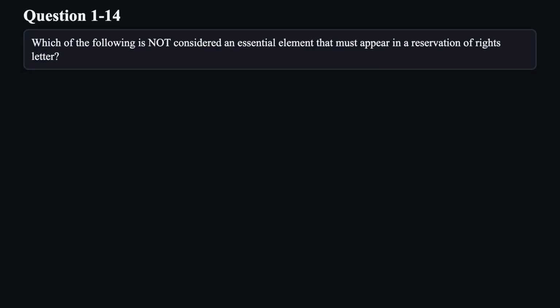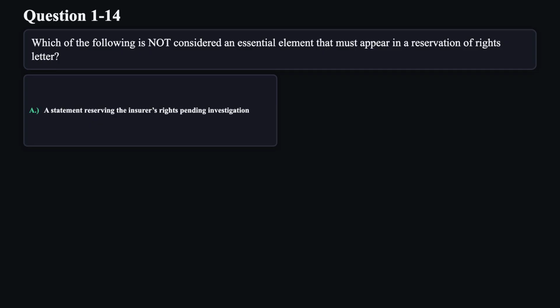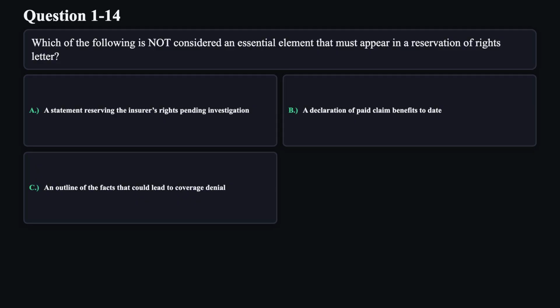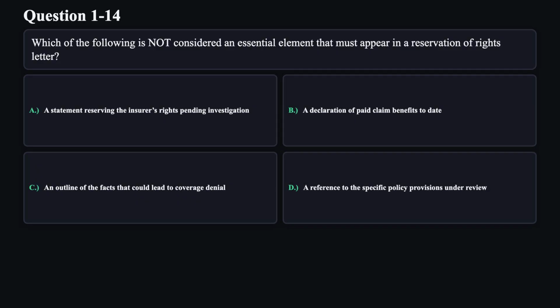Question 14. Which of the following is not considered an essential element that must appear in a reservation of rights letter? A. A statement reserving the insurer's rights pending investigation. B. A declaration of paid claim, benefits to date. C. An outline of the facts that could lead to coverage denial. D. A reference to the specific policy provisions under review.